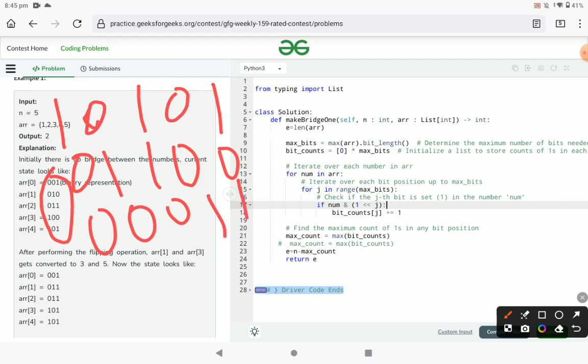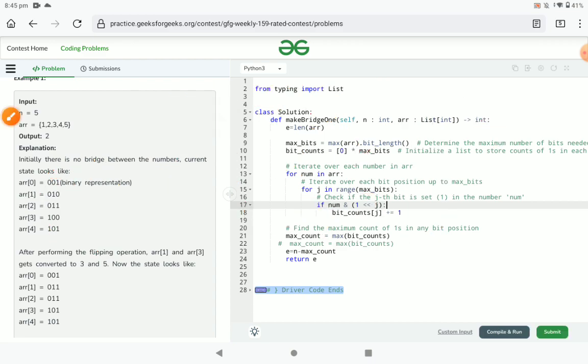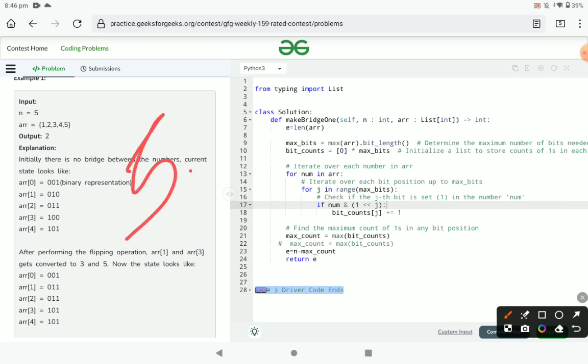So we will find the maximum bits count: it's 3, it's 2, and it's 2, meaning the number of ones. The maximum of it is 3, so we return 3 and then subtract it from n. Basically, n equals the length of the array minus the max count, the number of ones, so it will return 2.